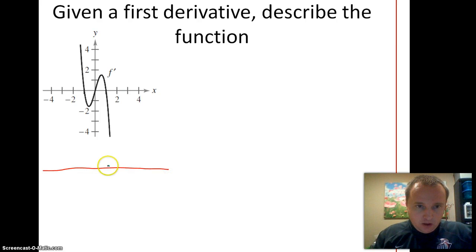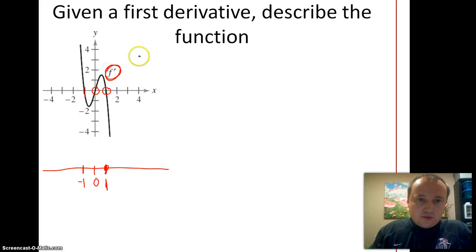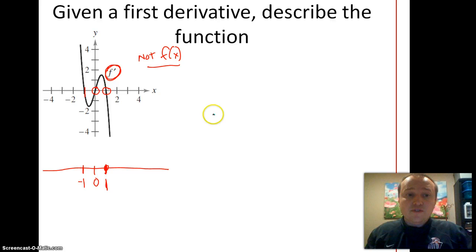Create a number line. Plug in your critical points. Critical points are when your first derivative is 0. Here's a first derivative of 0. That's at 1. Here's another point where the first derivative is 0. And here's another point where the first derivative is 0. Notice, this is a picture of the first derivative. This is not f of x. It's very important. This is a picture of the slopes.